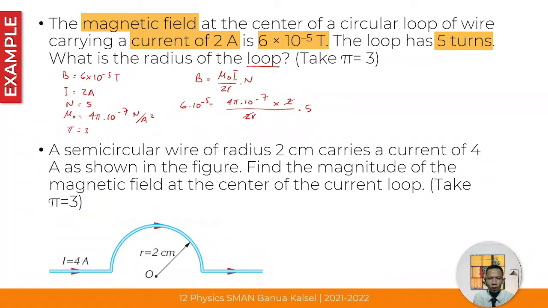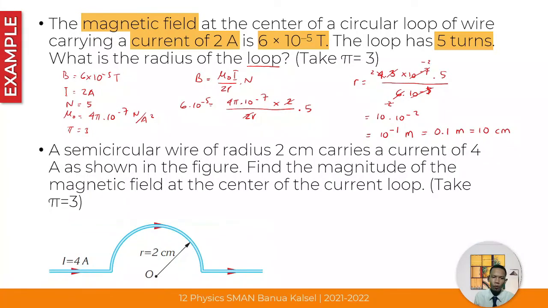Then rewrite it. We have R equals 4 times 3, because we change pi to 3, times 10 to the power of minus 7 times 5 per 6 times 10 to the power of minus 5. So 3 and 6 we get 2, 2 and 4 we get 2. So we have 10 to the power of minus 5 and 10 to the power of minus 7, which gives minus 2. So we have 10 times 10 to the power of minus 2, or 10 to the power of minus 1. It is in meter. If you want to convert it to centimeter, it will be 0.1 meter, which is 10 centimeter.